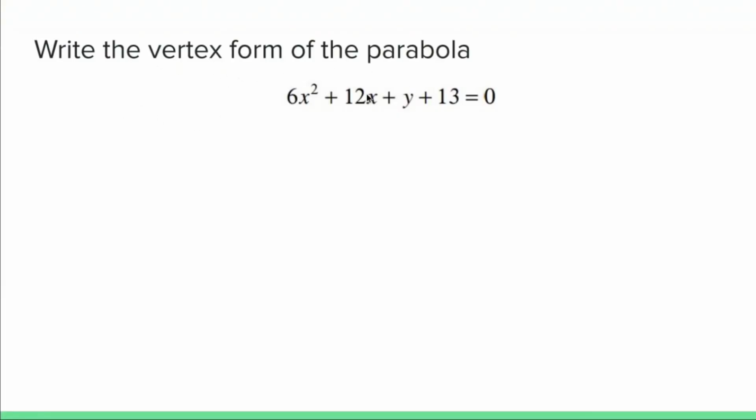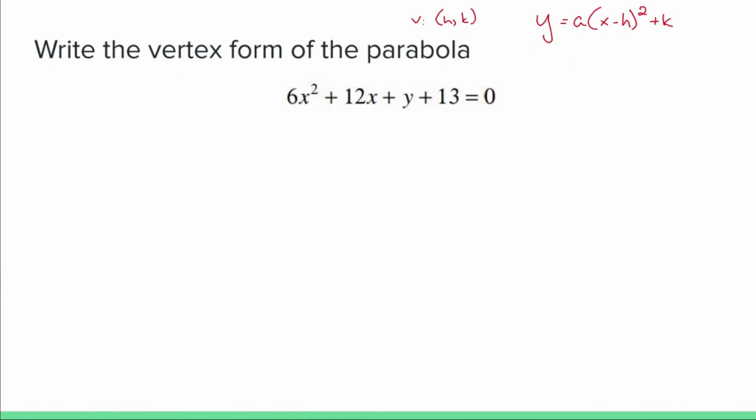Write the vertex form of the parabola. That is a parabola. Doesn't look like one, but it sure is. Vertex form, by the way, is y equals a times the quantity x minus h squared plus k. Okay, now what h and k are is the vertex. So the vertex is the point (h, k).